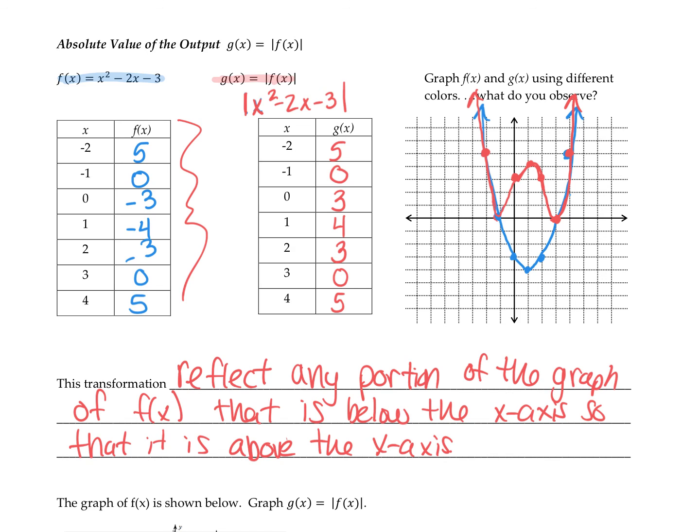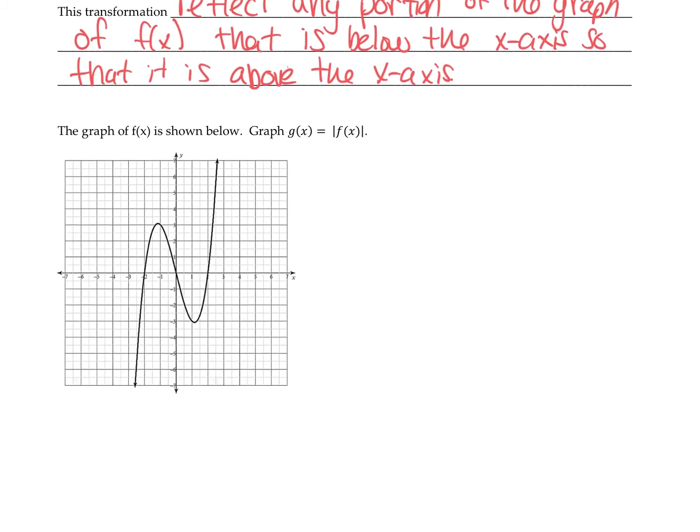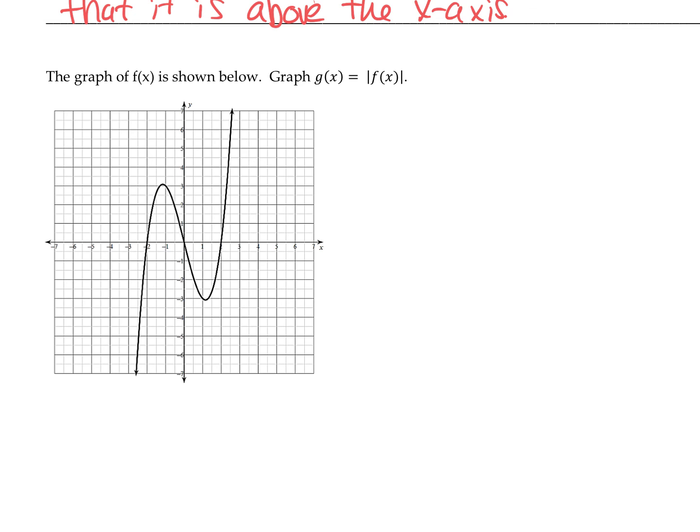All right, let's try this now. If we're given a graph, what is it going to look like if we were doing the absolute value of that function? So again, we said that means everything that is below the x-axis is going to reflect above the x-axis. So I see this point here. I'm going to reflect it to here. These points would stay the same. Let me pick a point down here, negative 2.5 and 6, so it's going to go up here.